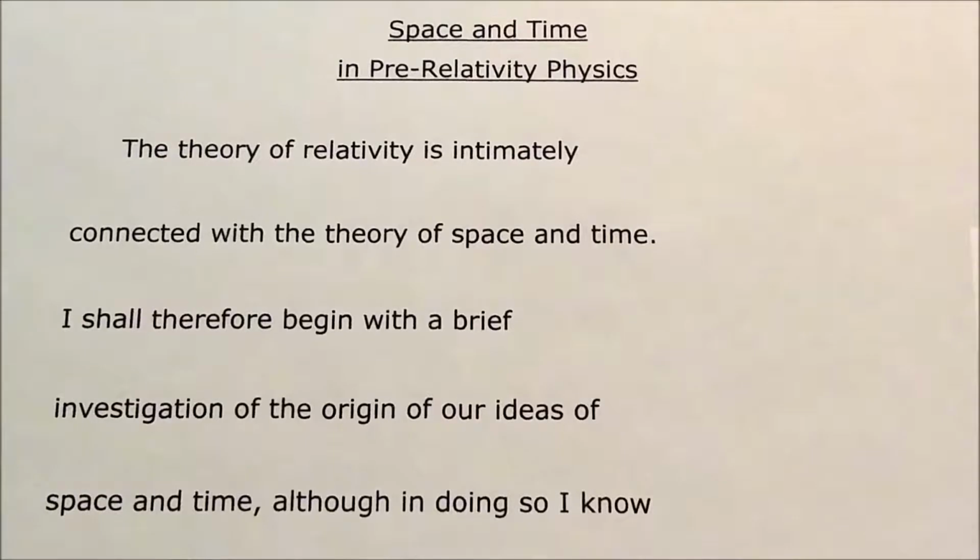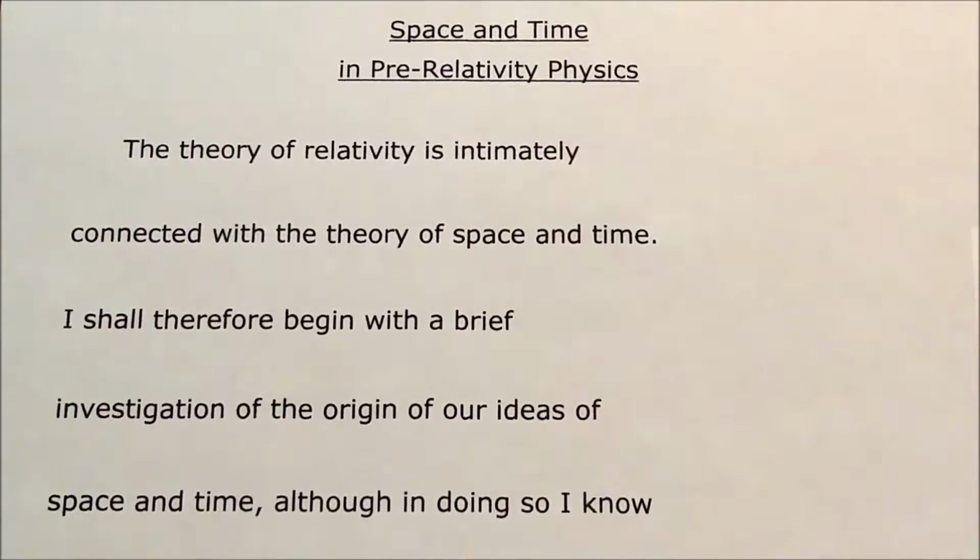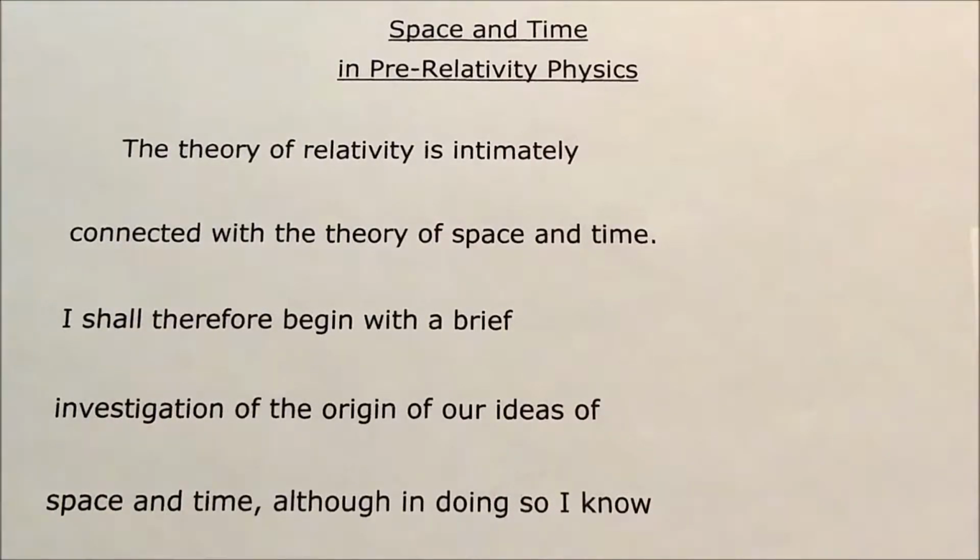We're going to stay in the field of science. This is actually a speech called Space and Time in Pre-relativity Physics. And this speech was given in Germany in 1922 by a young scientist named Albert Einstein. So let's see what he had to say. Okay, I'll read it first. The theory of relativity is intimately connected with the theory of space and time. I shall therefore begin with a brief investigation of the origin of our ideas of space and time, although in doing so I know, and there's more that we'll take a look at in a minute.